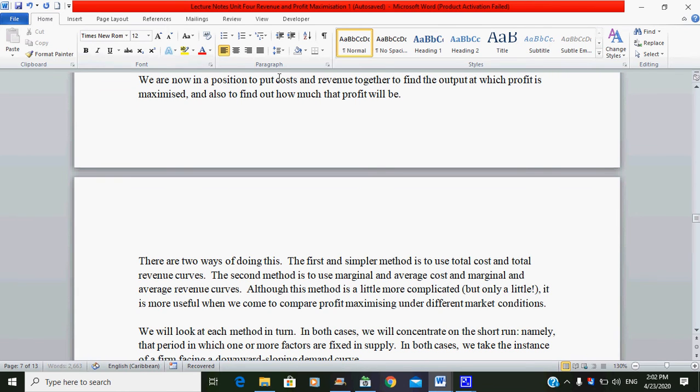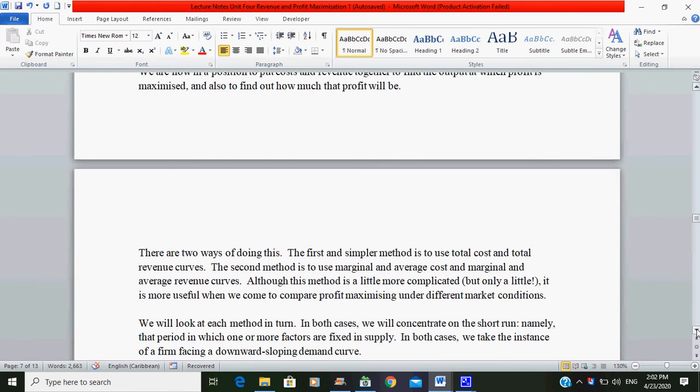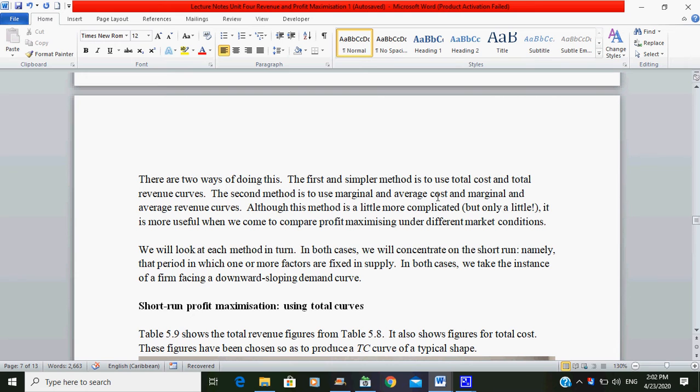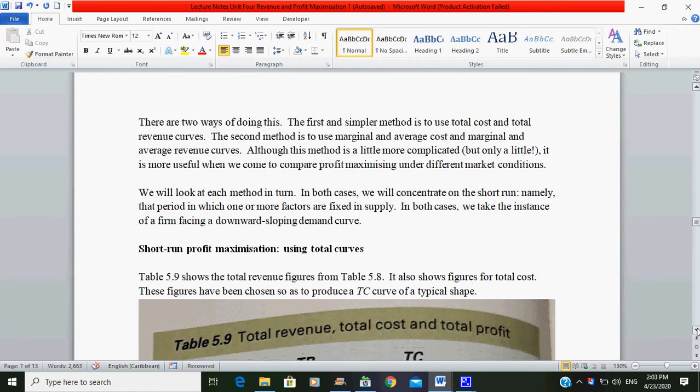So we are now in a position to put cost and revenue together to find the output at which profit is maximized and also to find out how much that profit will be. There are two ways of doing this. The first and the simpler method is to use the total cost and total revenue curves. The second method is to use marginal and average costs and marginal and average revenues. Although this is a little more complicated, but only a little, it is more useful when we come to compare profit maximizing under different market conditions. We will look at each method in turn.